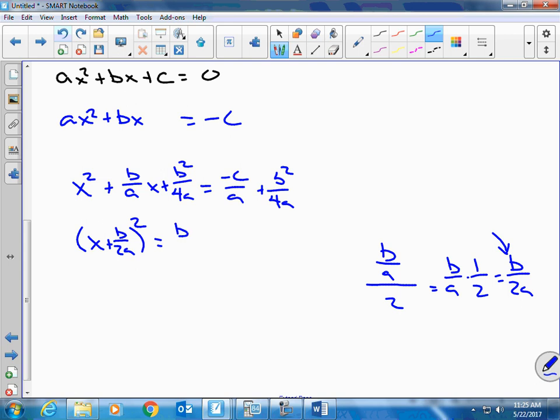Left-hand side, common denominator. In order to add fractions, I need a common denominator. Well, I need that a to be a 4a squared, right? No, a 4a.